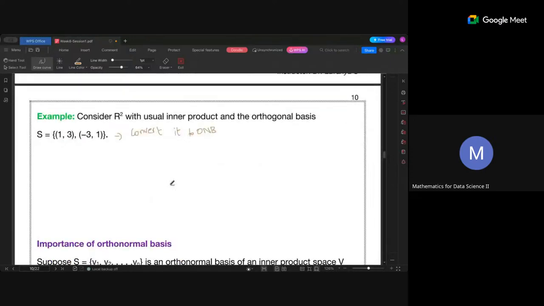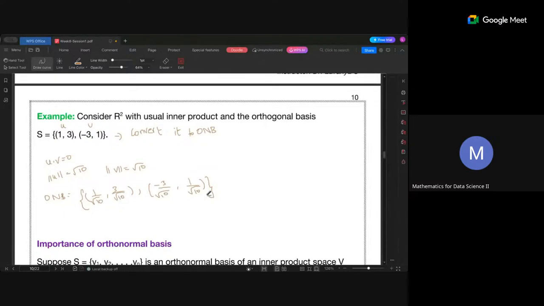So what is the answer here? What is the set of vectors? First of all, is the given set orthogonal? Yes, ma'am. What is norm u? Root 10. Norm v? Root 10. So simply divide by root 10. Okay, now this forms an orthonormal basis.